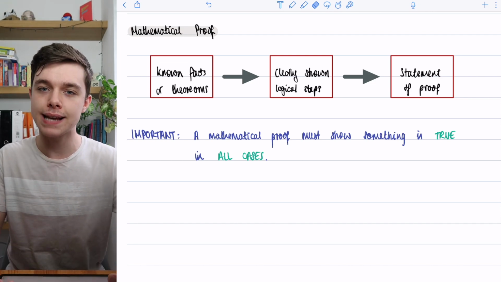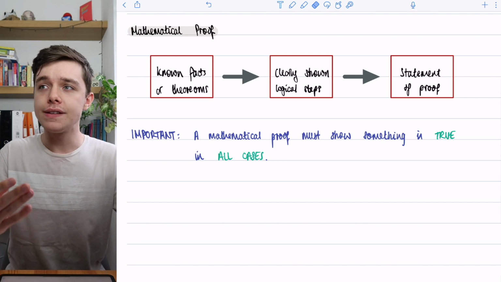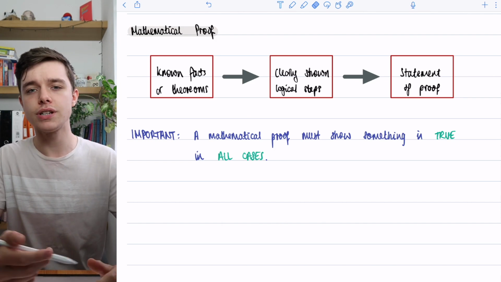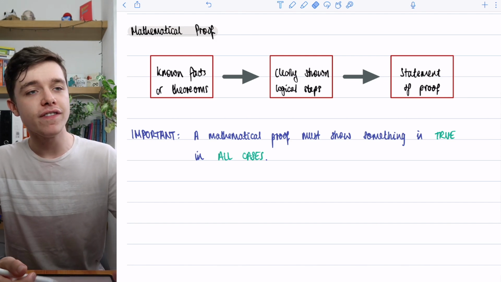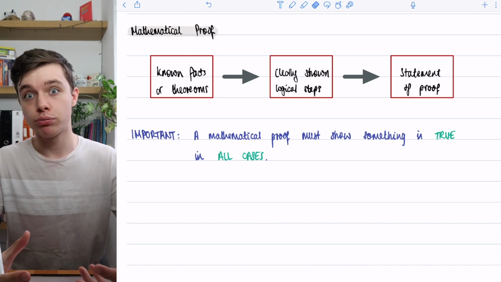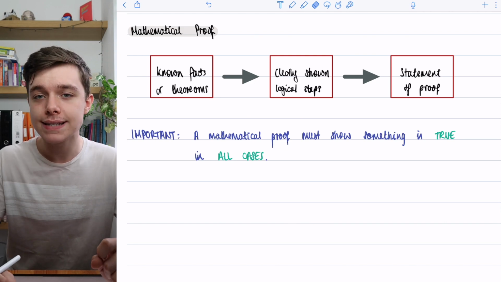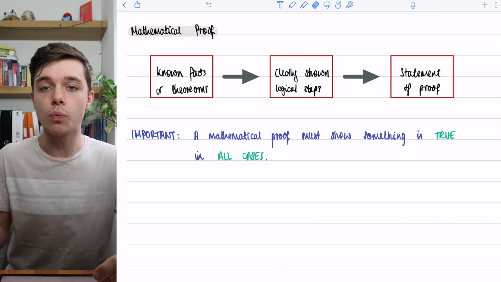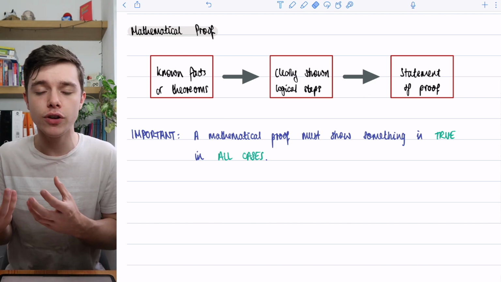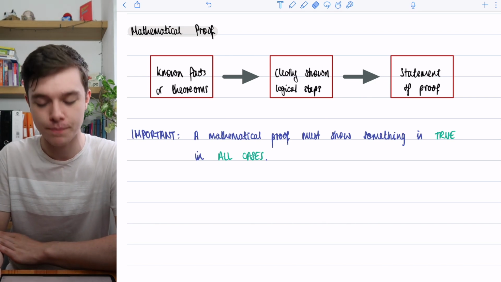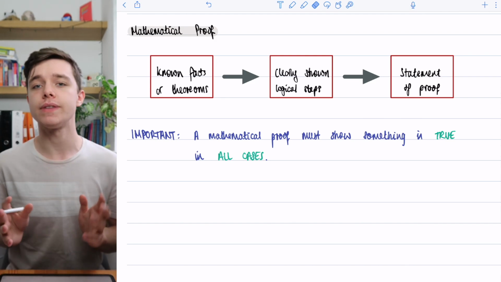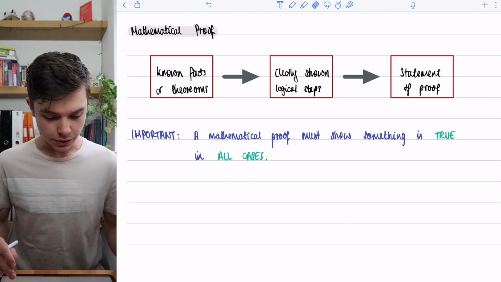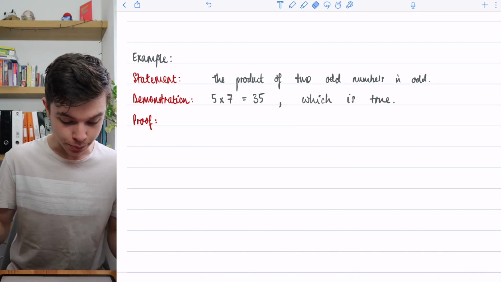And a counter example is something that is not what you're trying to prove. So you could have a proof and you can give an example of that proof being true. If you give an example of that proof being false, so it doesn't work, you've found a counter example. So when you prove something, you have to prove it's true in all cases. So let's have a look at a quick example.